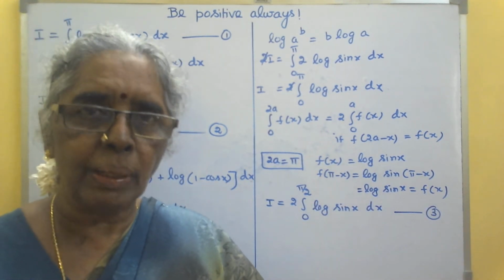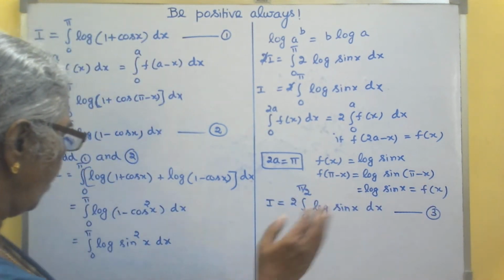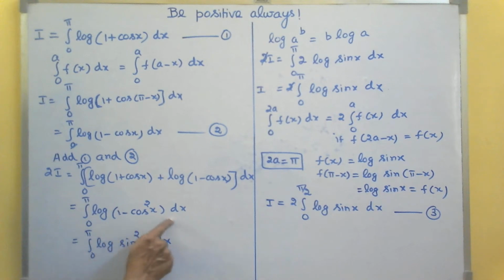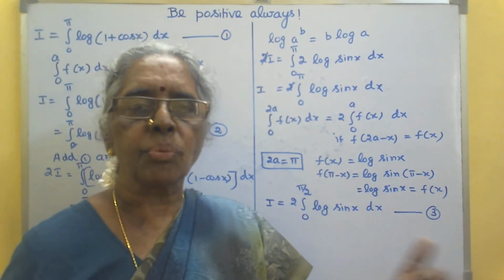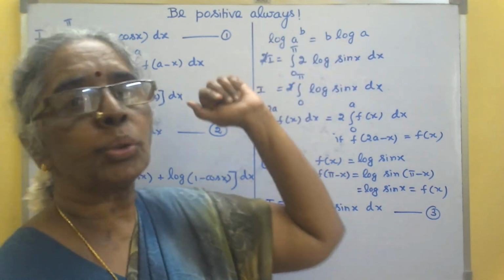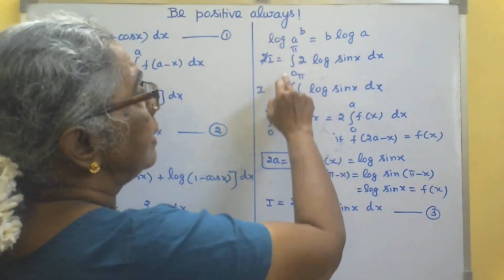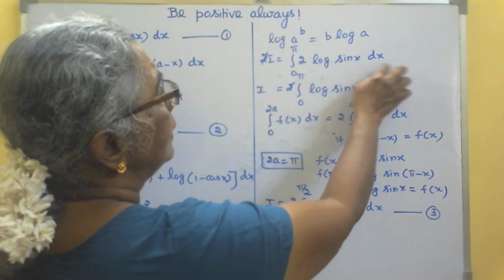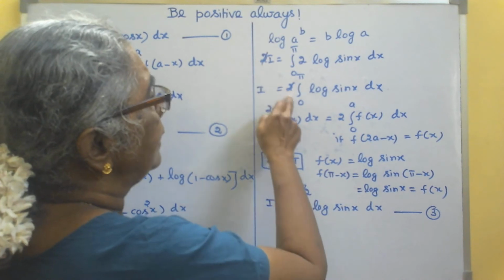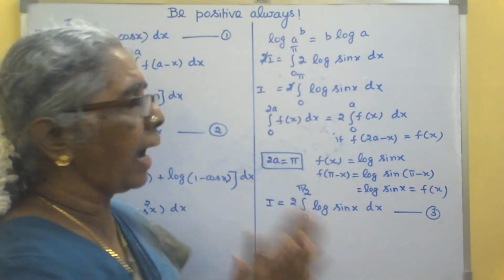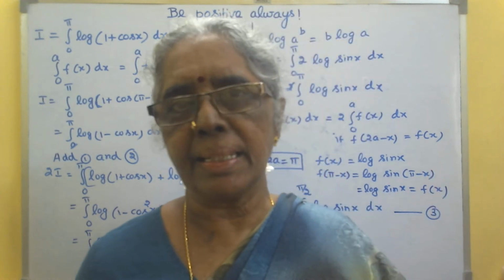Now you are using one log rule: log a plus log b is equal to log ab. So you get here log of 1 minus cos squared x, which is sin squared x. Now another log rule you are using: log a power b is equal to b log a. So now that 2 comes here, that is the b. Then integral 0 to pi by 2 of log sin x dx. The 2 you are bringing outside the integral, you cut this 2 and that 2. So you get I is equal to integral 0 to pi log sin x dx.